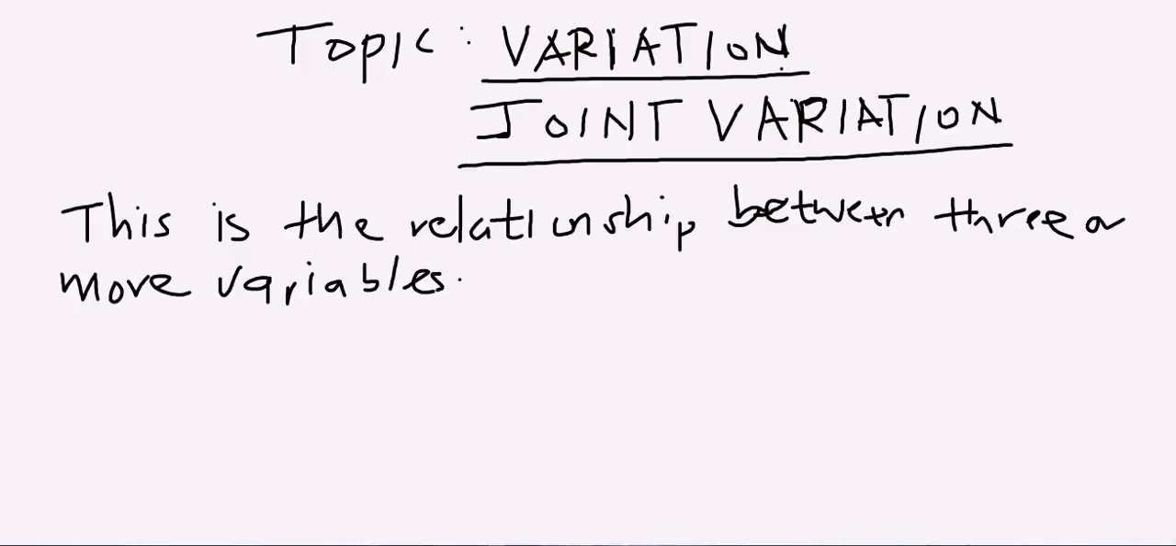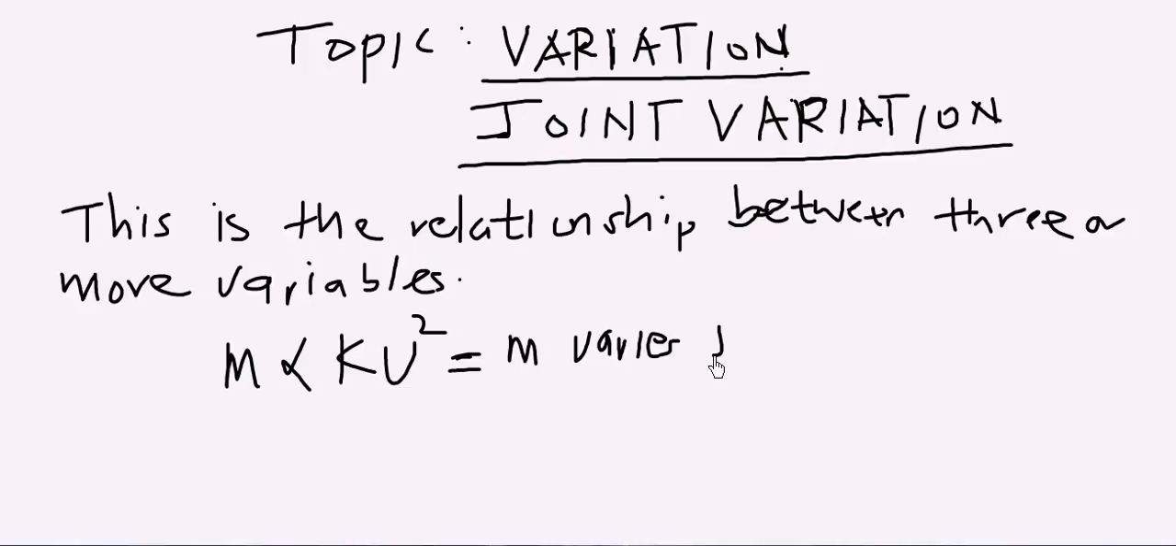We can have, say, something like this: m = kv². This means that m varies jointly as k and v². What do we have?